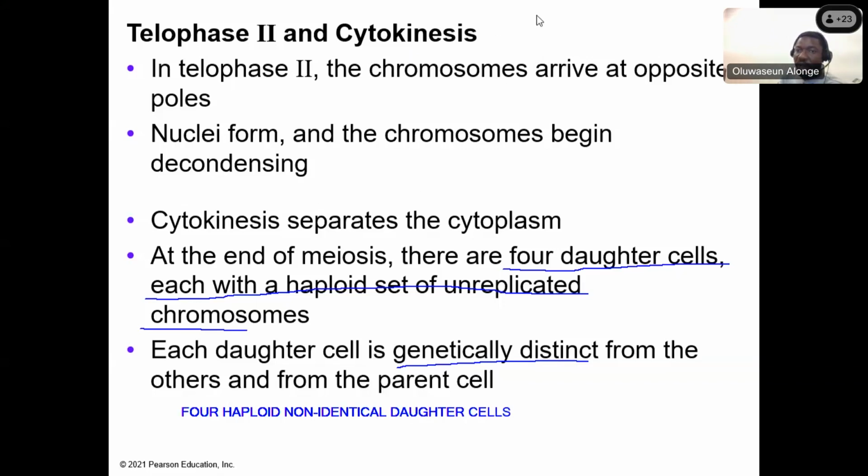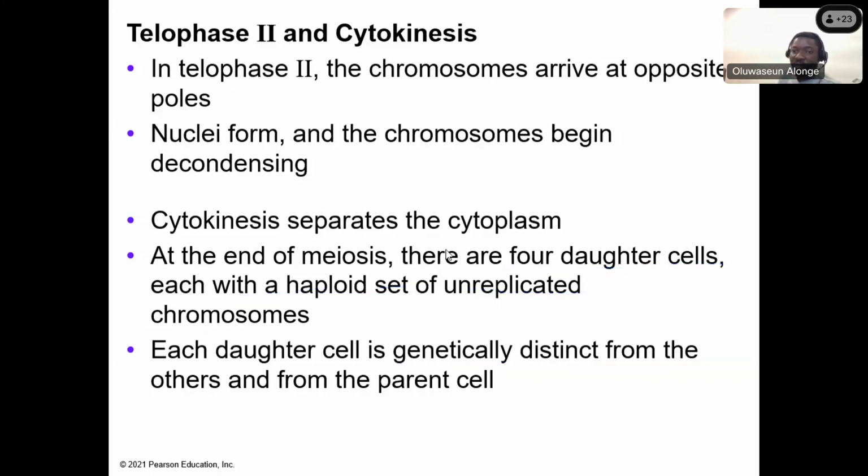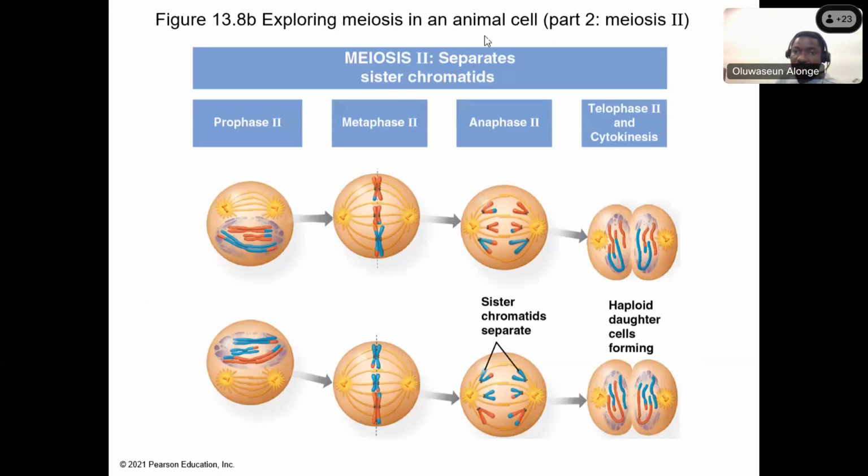So that's what we call the product of meiosis: four non-identical daughter cells, whereas mitosis gives two identical diploid cells. So this is what you have. You have these stages here, just a review.